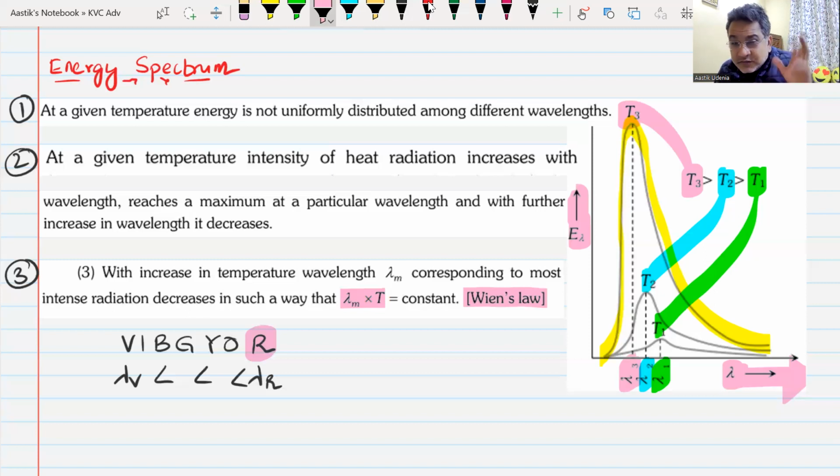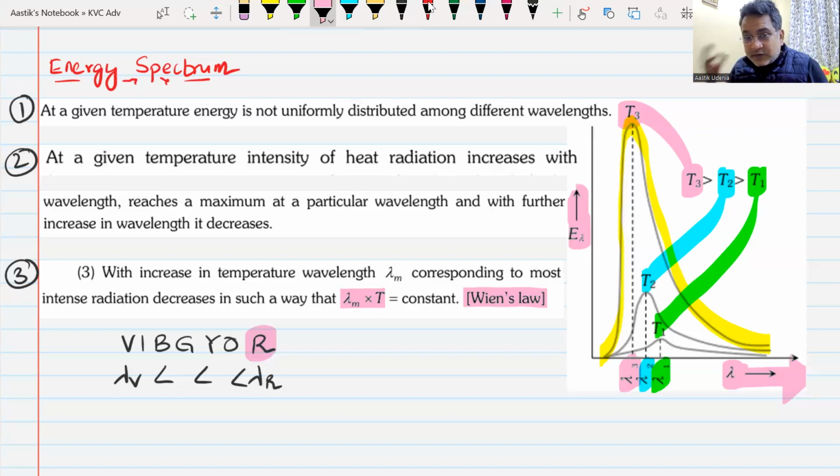Red hot when the sun is setting. It looks calmer. When it comes off, violet, higher temperature. Do we understand this? Understood, sir. As soon as the temperature increases, the wavelength with the maximum energy decreases.